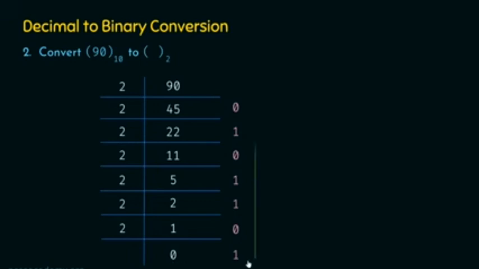Now we need to read these numbers from bottom to top. Here we will get 1011010. So the binary equivalent of this number 90 is 1011010. This is what I have written here. 90 base 10 is equivalent to 1011010 base 2. I hope this is clear. Now we have completely understood how to convert a decimal number to its equivalent binary number.